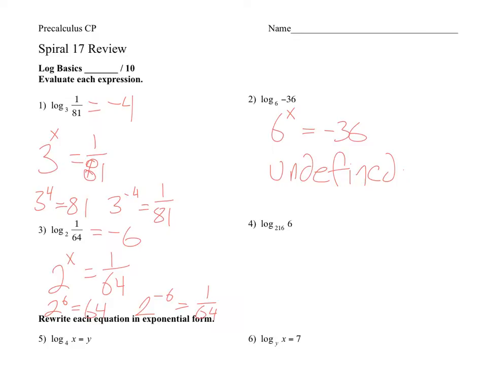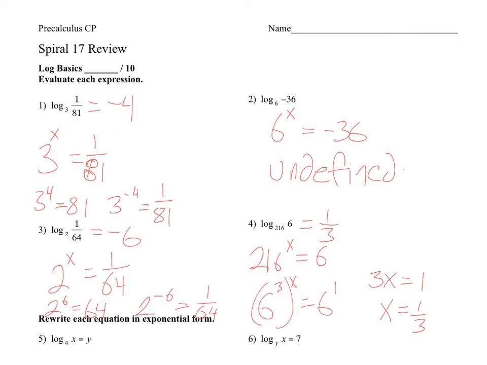And finally, we're looking at log base 216 of 6. I'm going to write that as 216 to the x is equal to 6. I don't know off the top of my head what's going to make this true, but I could rewrite this as 6 to the 3rd to the x is equal to 6. In other words, 6 to the 3x is equal to 6 to the 1. 3x is equal to 1, which means that x is 1/3. The answer here is 1/3.